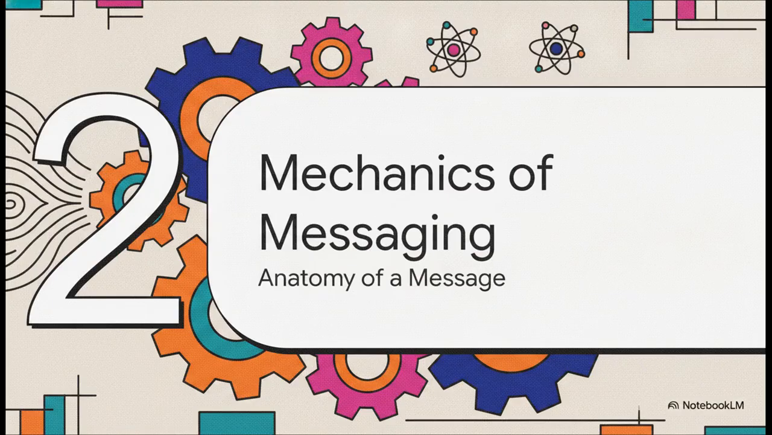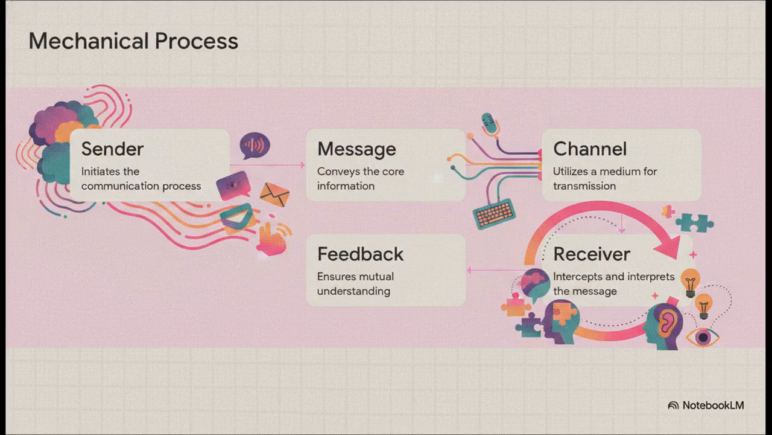Let's move on and see how this builds into Section 2, the mechanics of messaging, the anatomy of a message. We're going to break this down into its atomic parts. So, a thought leaves your brain and enters someone else's through this exact step-by-step mechanical process. A sender initiates, the message is conveyed, a specific channel is utilized, maybe that's a spoken word, a chat message, a hand gesture, and then the receiver interprets it. But actually, scratch that. The real magic happens right at step 5, feedback.